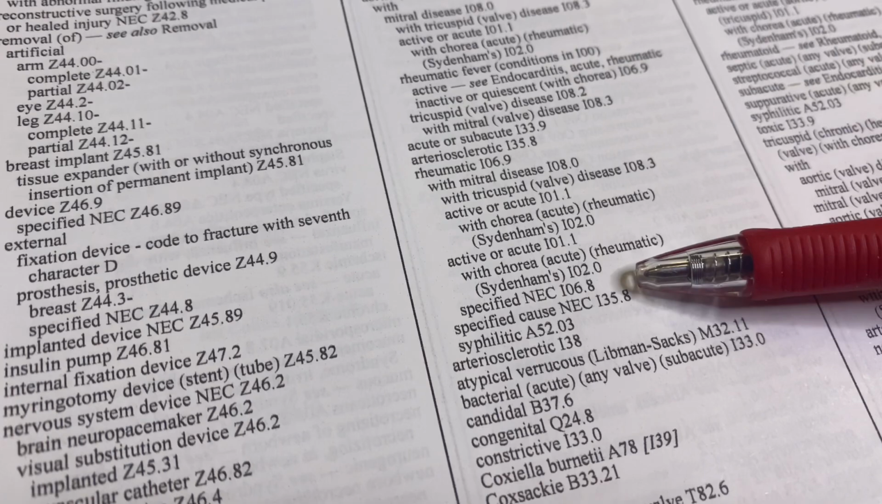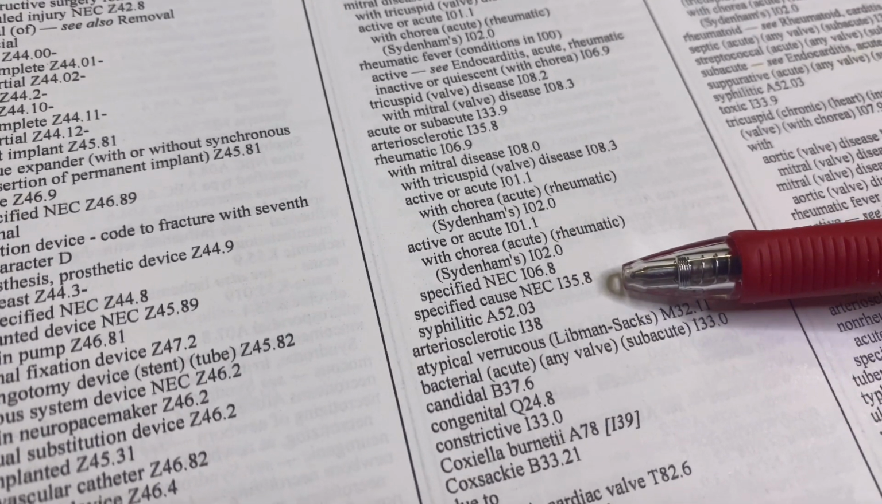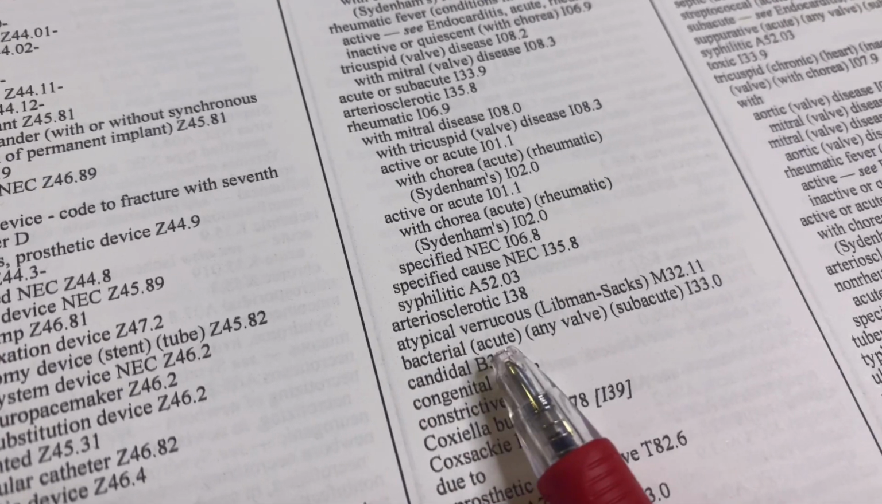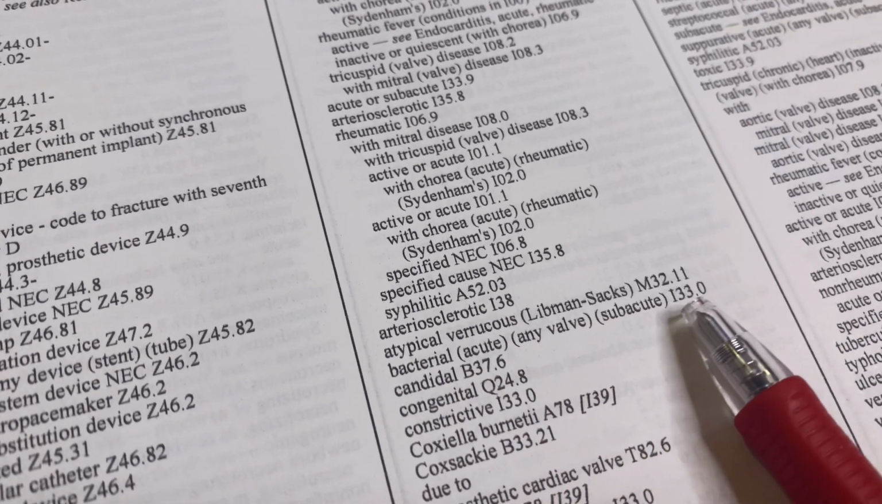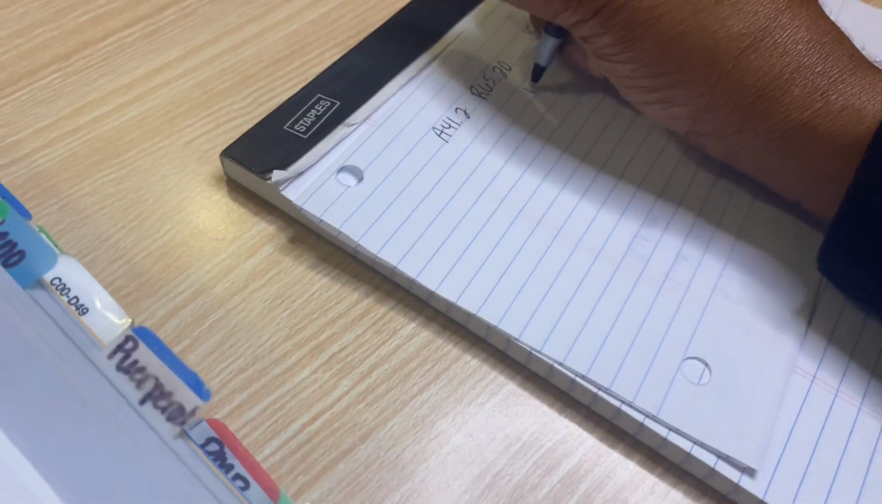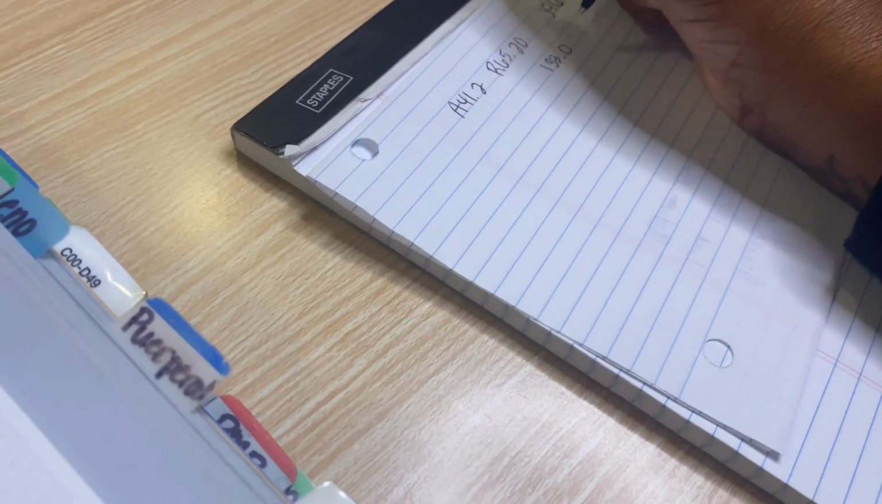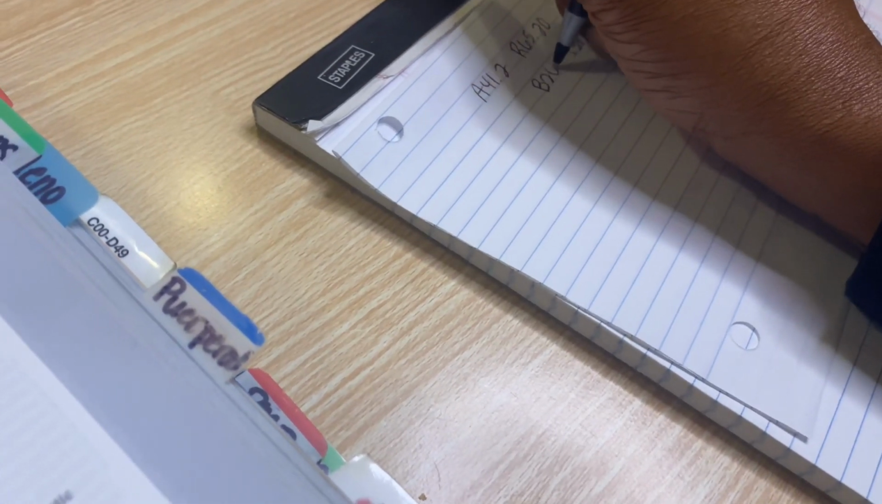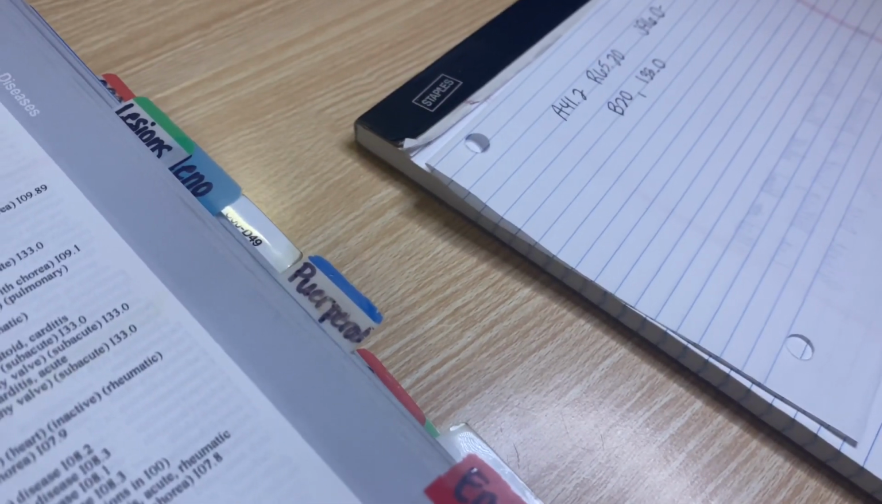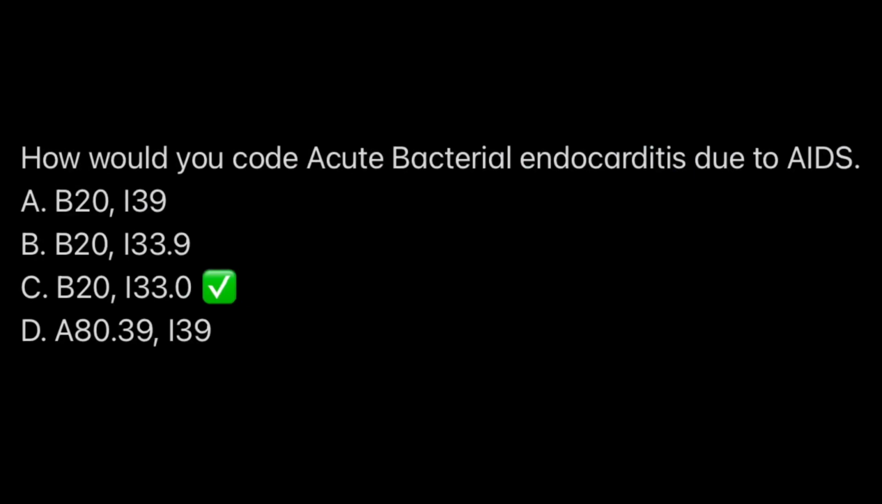We also see specified cause, and then here we have bacterial, acute, any valve, subacute, I33.0. So let's write that down. I33.0. And it already told us that B20 was going to be listed. So looking at our answers, we can see that C is going to be the correct answer. And we didn't even get to the tabular list yet.